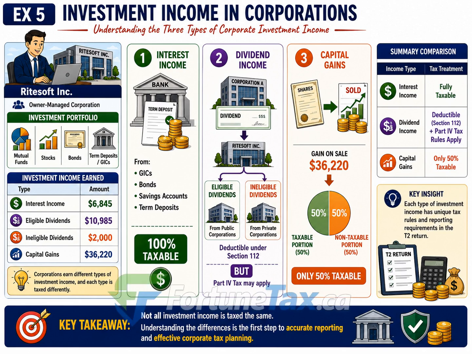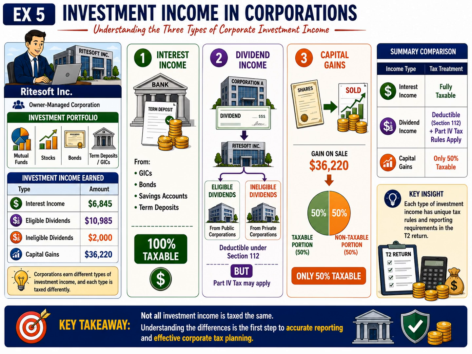Now let's move to the center of the slide, where the three major categories of investment income are explained. The first category is interest income. This is generally the easiest type of investment income to understand. Interest is earned from financial products such as GICs, bonds, savings accounts, and term deposits. Whenever the corporation earns interest, the entire amount is included in taxable income. Unlike some other forms of investment income, there are no special deductions or partial exemptions. The rule is simple: interest income is 100% taxable.